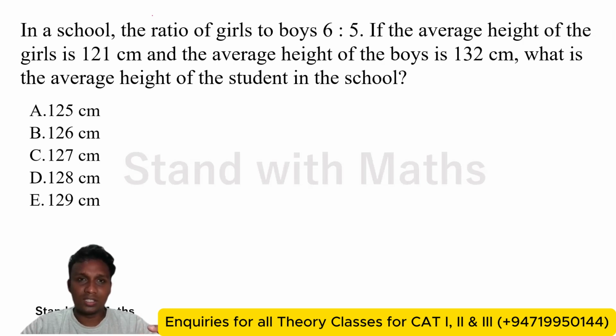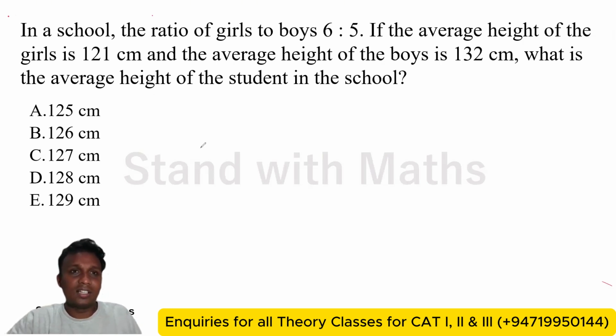In this question, they give the ratio of the girls and boys and the average heights of girls and boys separately. So we need to find the average height of the students, taking both girls and boys together. Let's try to solve this question. Okay, let's go to the answer.